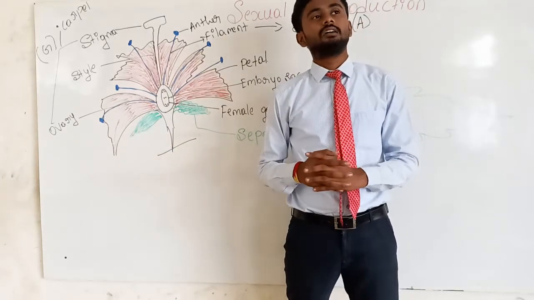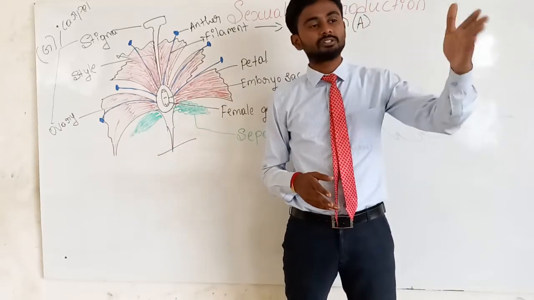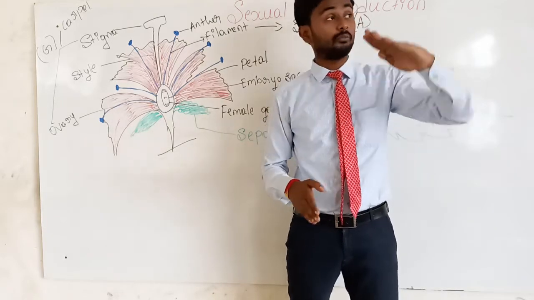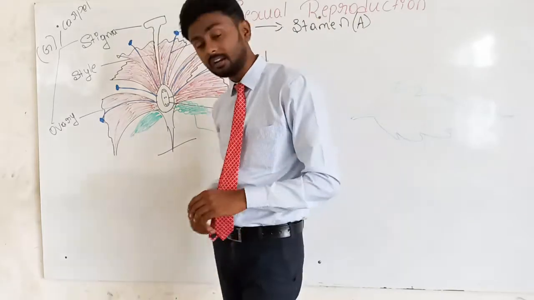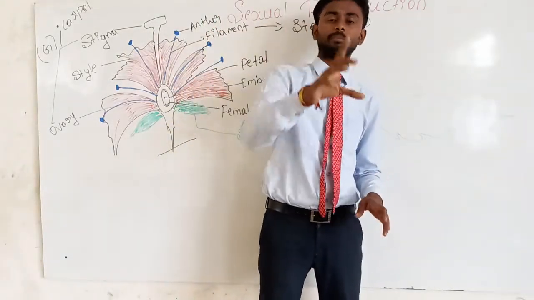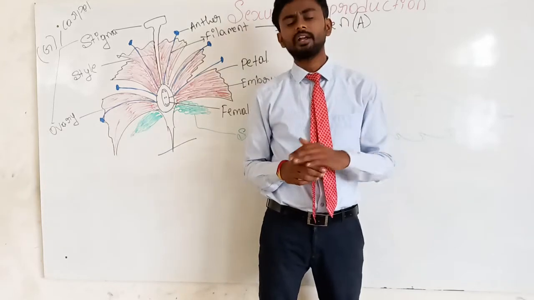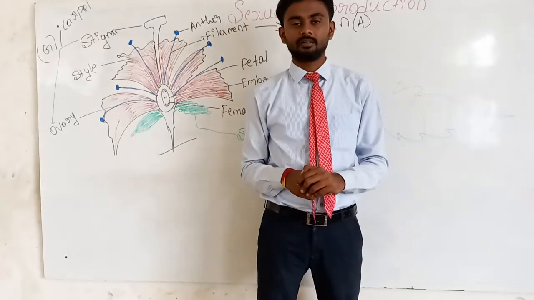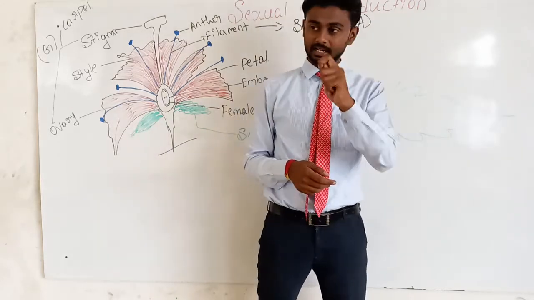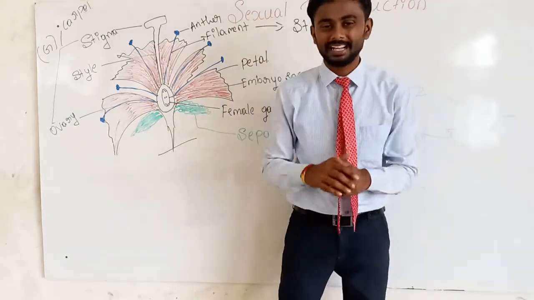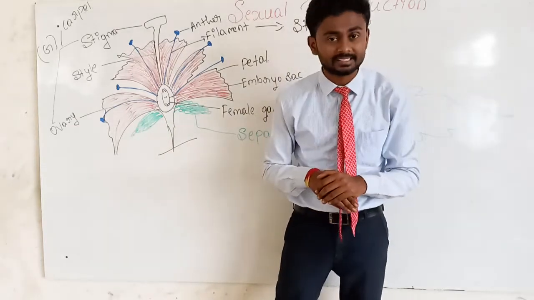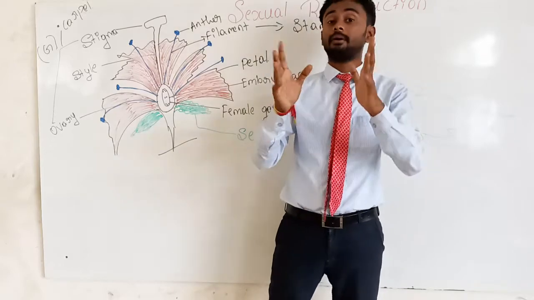In the last class we understood asexual reproduction. The parental cell gives rise to young ones without involvement of gamete formation. It means the gametes are absent, and only a single parent cell or single parental body gives rise to young ones. That is asexual reproduction.